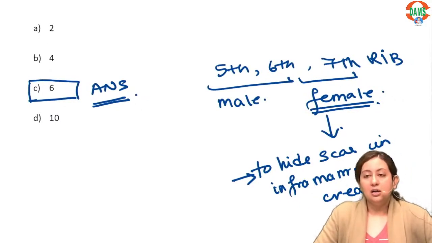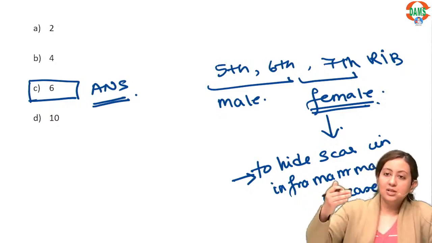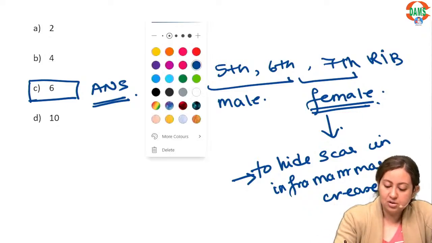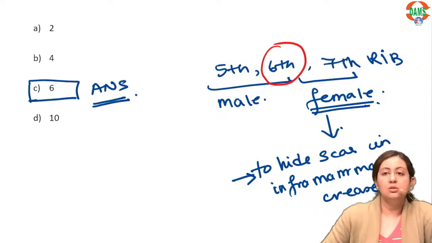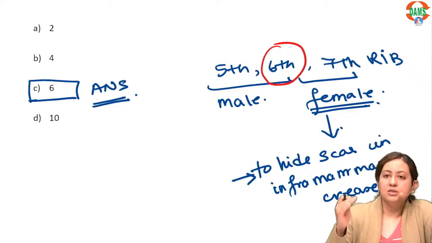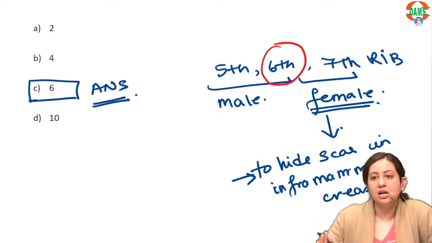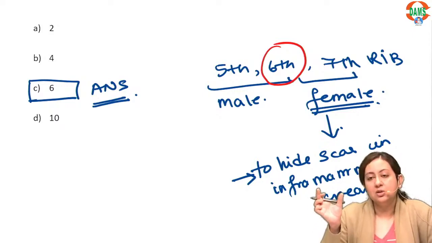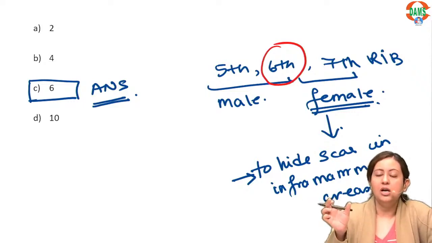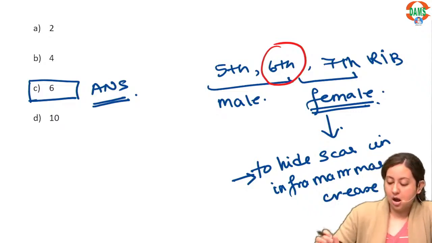Now, another tip that I would like to give all of you here is, if sometimes 5th, 6th, 7th rib, all of these are mentioned consecutively in your options, still please go for 6th rib, because it is common to both the male and female patients. If in your options it's given as 5th, 6th, 7th and 8th rib, still please do not get confused, because that is the rib that is commonly used in male and female patients both. Hence, please stick to the 6th rib as your answer.